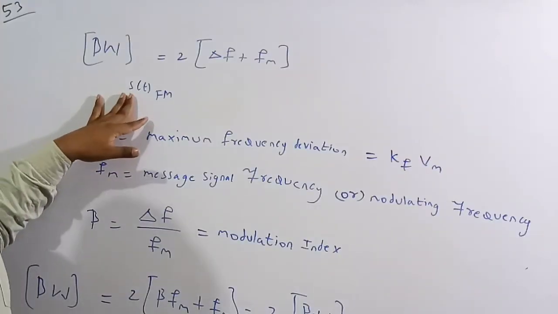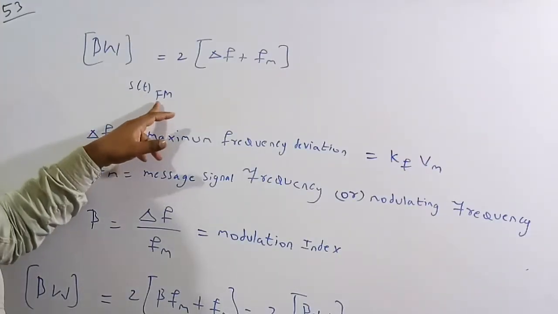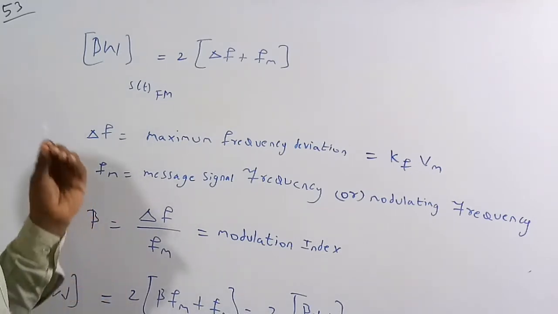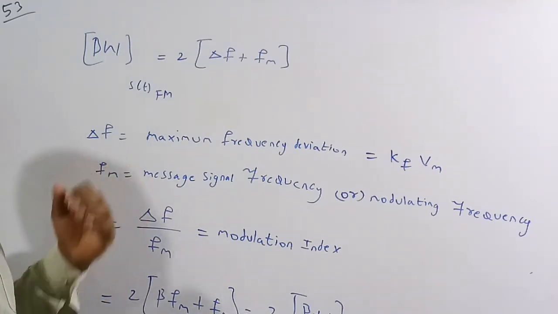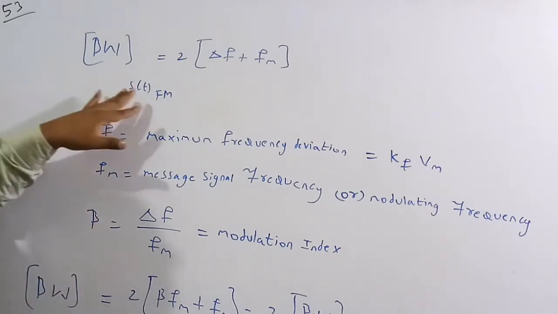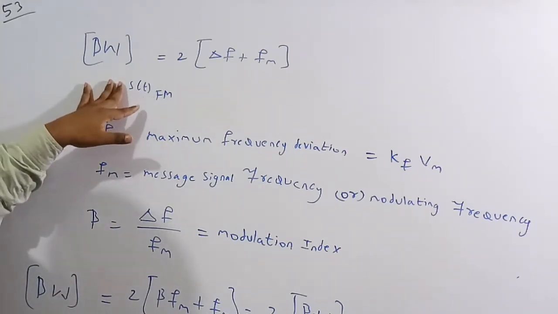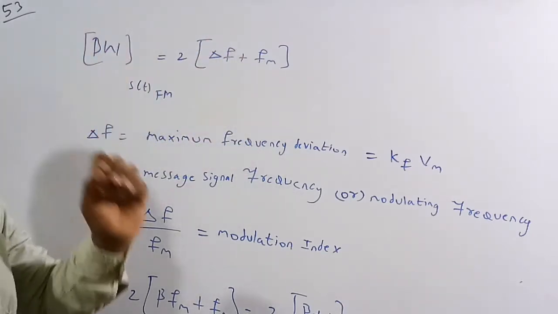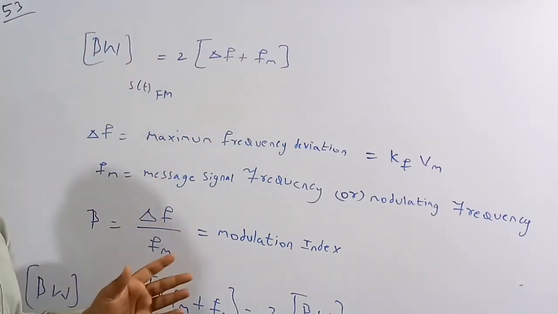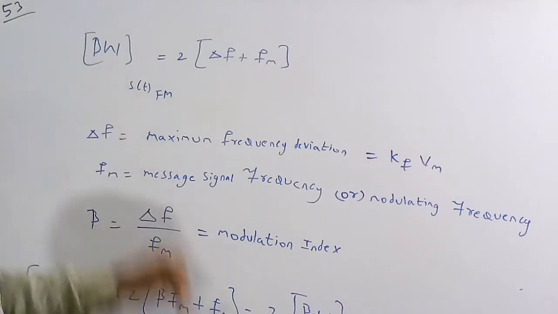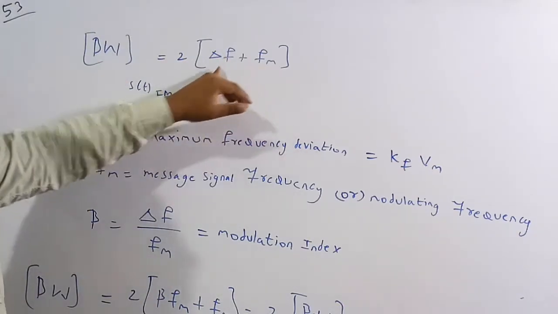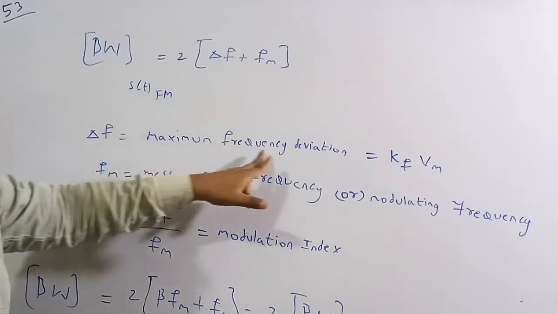In frequency modulation, for S of t FM, the bandwidth is theoretically infinity, but practically we are going to use the formula given by Carson, which is 2 times delta f plus fm. Theoretically the bandwidth of S of t FM is infinity, but this formula is given by Carson, which is 2 into delta f plus fm, where delta f is called the maximum frequency deviation.